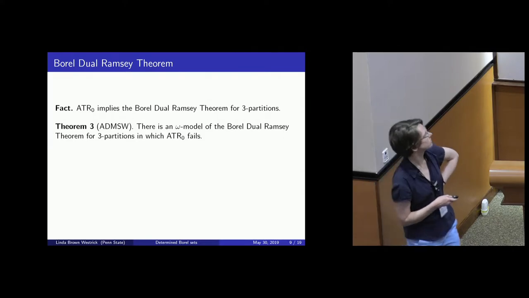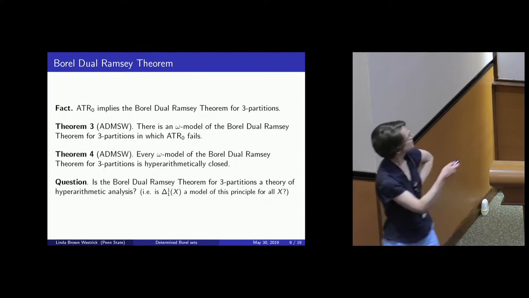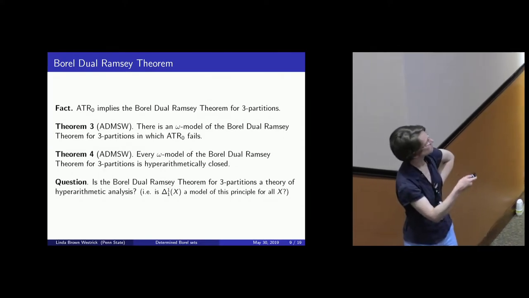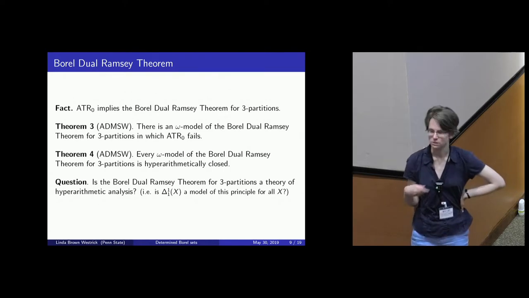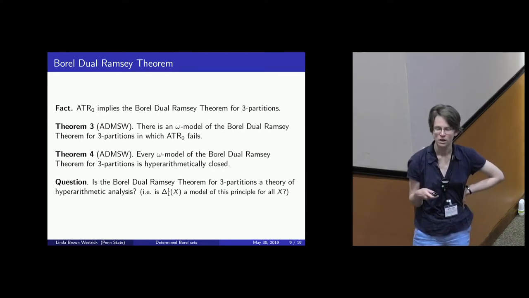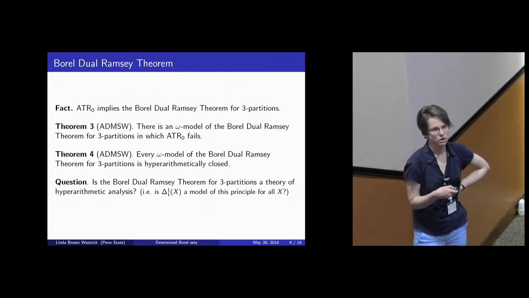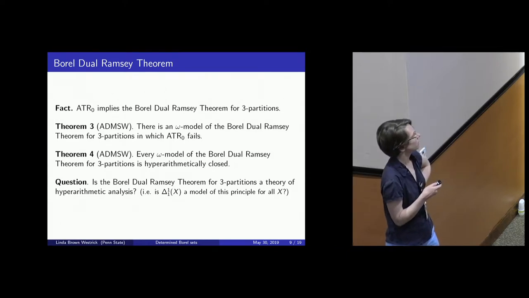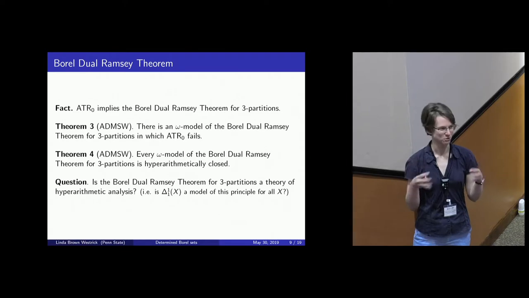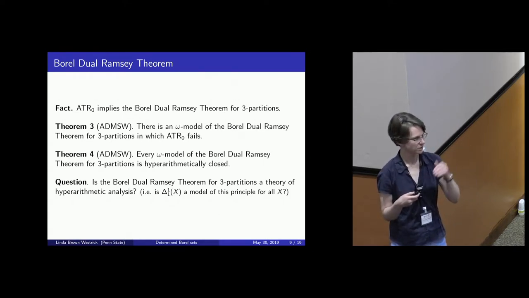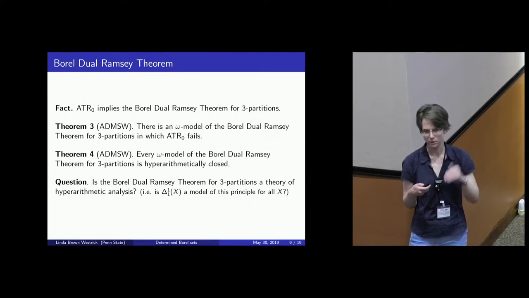There's not that many theorems. It is still true, as we also show in this same paper, that every omega model of the Borel dual Ramsey theorem for three partitions still has to be hyperarithmetically closed. Okay, so this is kind of cool. There's not really too many theorems of ordinary mathematics, theorems where logical things don't appear in the definition, that lie below ATR but still have all of the models hyperarithmetically closed.